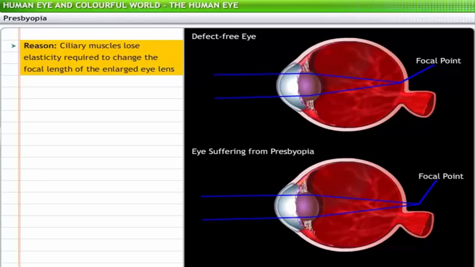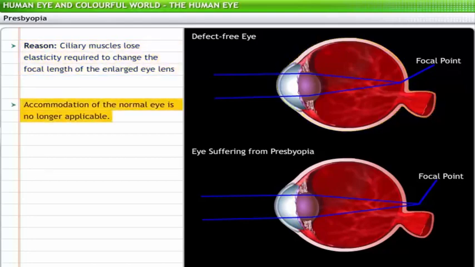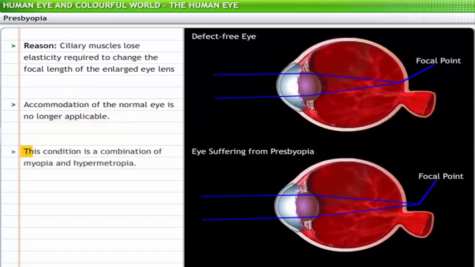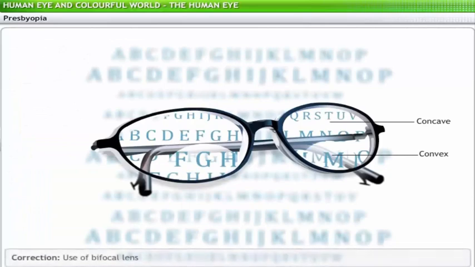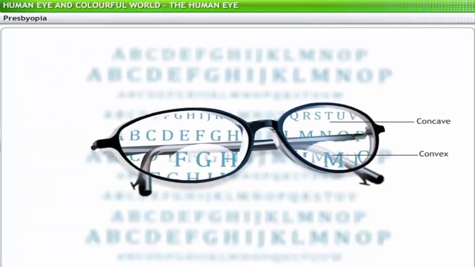Loss of flexibility makes it difficult for the eye to focus properly. That is, the accommodation of the normal eye is no longer applicable. This condition is a combination of myopia and hypermetropia. To correct presbyopia, a bifocal lens is used. In a bifocal lens, the upper part is a concave lens to correct myopia, and the lower part is a convex lens to correct hypermetropia.